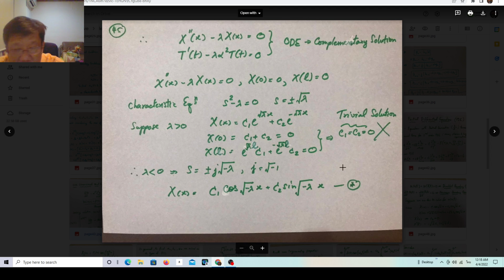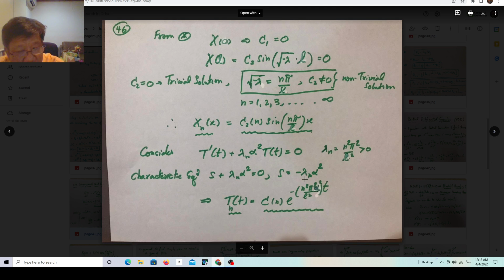Lambda is less than 0, so this one becomes positive, because the sign changes based on the equation. So when you move here, you know that s has to be a negative value, the root of this characteristic equation, because lambda n here is positive, alpha squared is positive, and it becomes a real number, a negative real number.